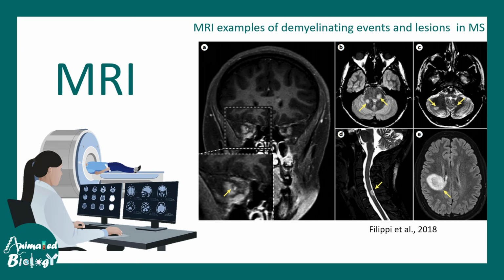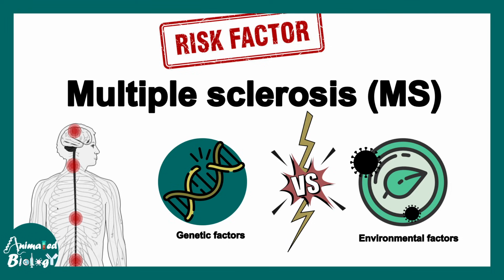These kinds of lesions can be detected using magnetic resonance imaging. This is a reference where you can see there are multiple lesions marked by these yellow arrows.